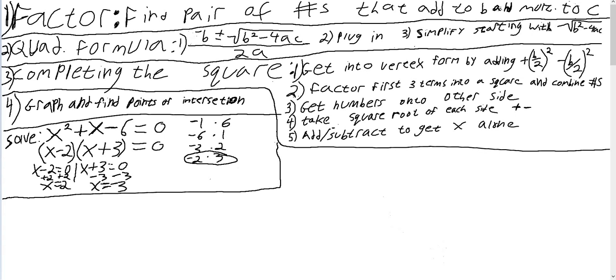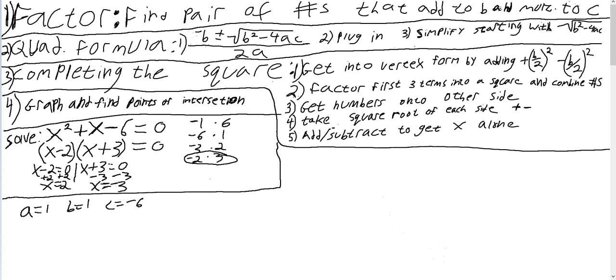Okay, using the quadratic formula, we have negative b plus or minus the square root of b squared minus 4ac over 2a. You don't have to memorize this because I give it to you on the Regents, but you do have to know how to use it, plug it in, and then simplify it. In this case, our a is 1. B is also 1, and c is negative 6. So let's write that out here: a equals 1, b equals 1, and c equals negative 6.